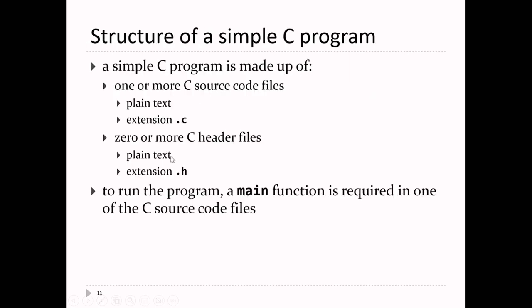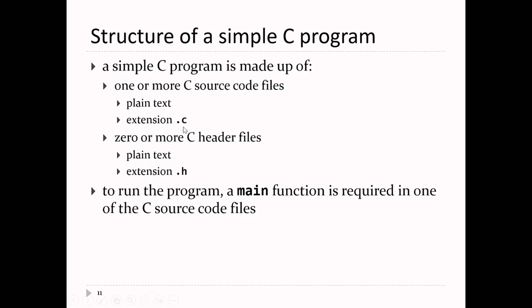So what does a C program look like? Well, it turns out it looks a lot like a Java program. It's made up of a bunch of C source code files. Your Java program is just a bunch of .java files. A C program is just a bunch of .c files. But there's also these things called header files that I'll tell you about a little bit later on. Normally a small C program is just a single .c file.